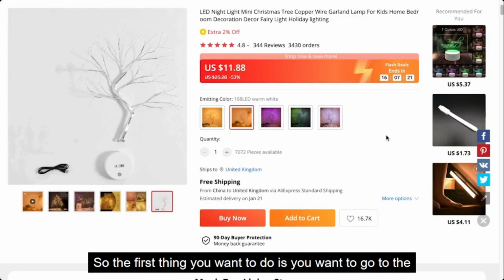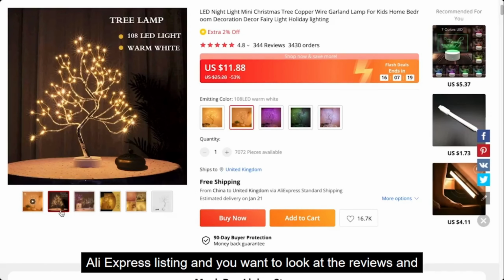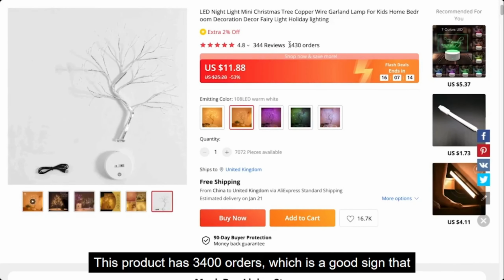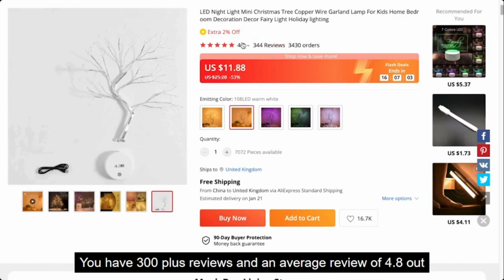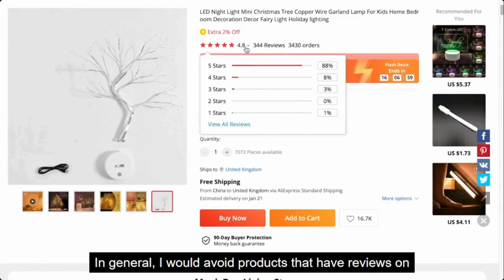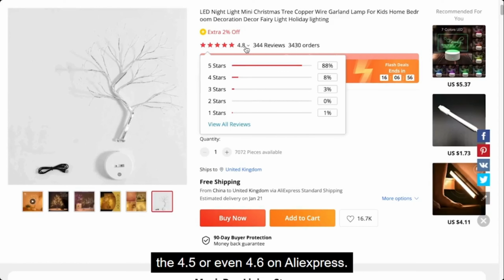So the first thing you want to do is go to the AliExpress listing and look at the reviews and the number of orders. This product has 3,400 orders, which is a good sign that there's demand and people are interested in buying it. You have 300 plus reviews and an average review of 4.8 out of 5. In general, I would avoid products that have reviews under 4.5 or even 4.6.